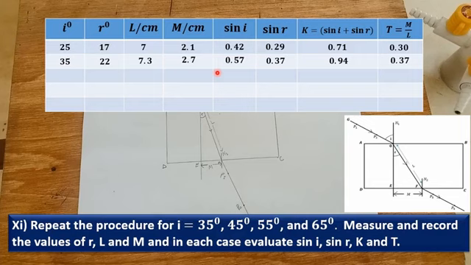And we repeat the same procedure on another drawing sheet using an angle of 45 degrees. That's the angle of incidence. We repeat the same thing for an angle of 55. We repeat the same thing for an angle of 65 degrees and fill the table.